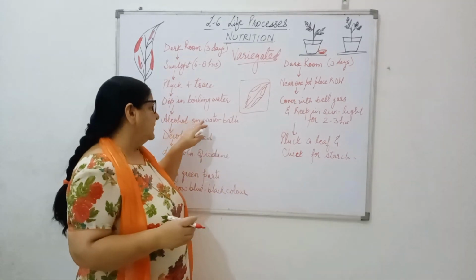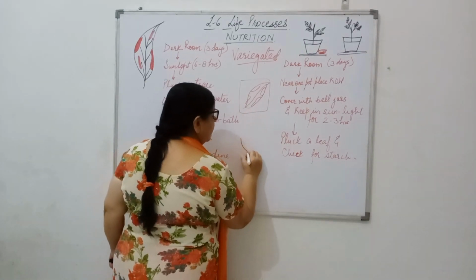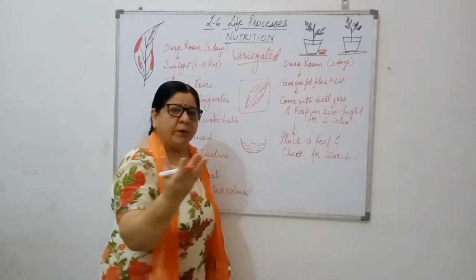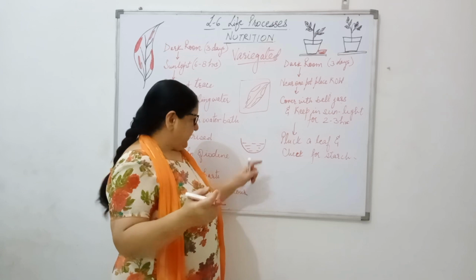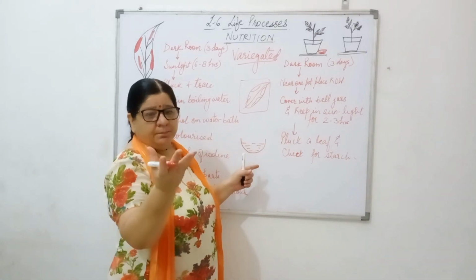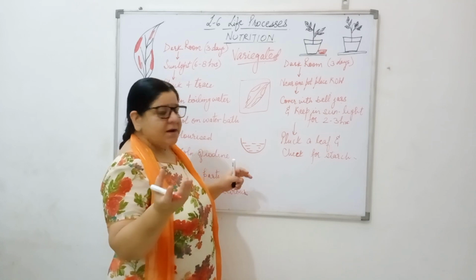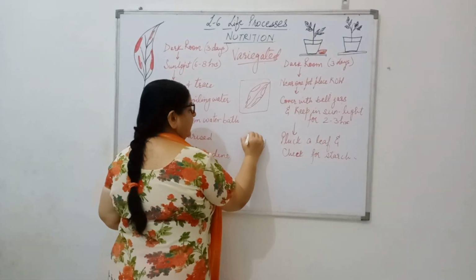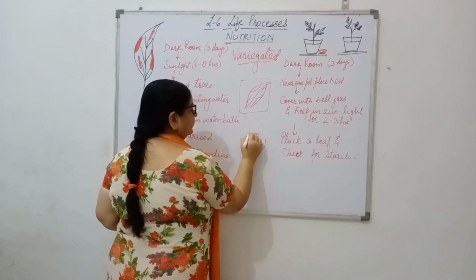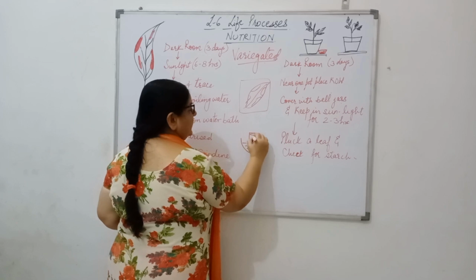Now why do we put this alcohol on a water bath? Now what is a water bath? First of all, let me tell you. This water bath, if we see it in the chemistry labs, is just like a small iron kadhai, right? We pour water in it and put the beaker containing alcohol in it, and we put the leaf inside it.